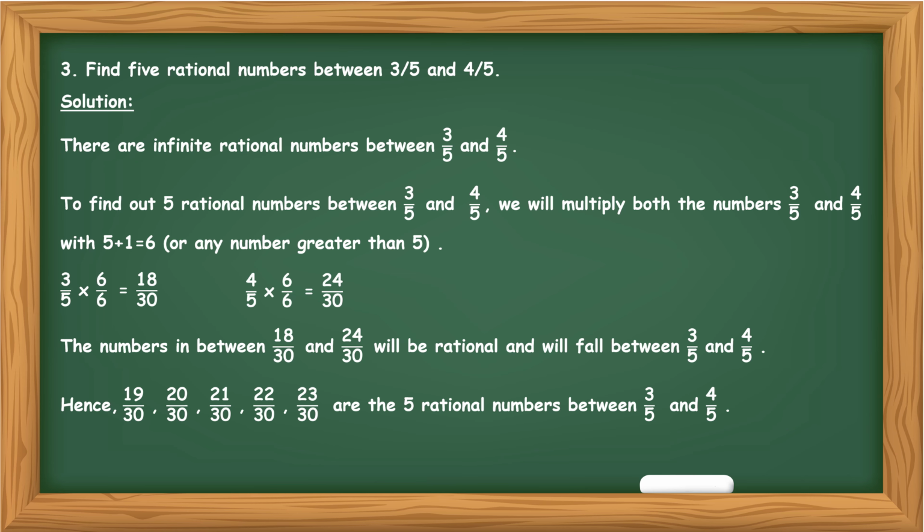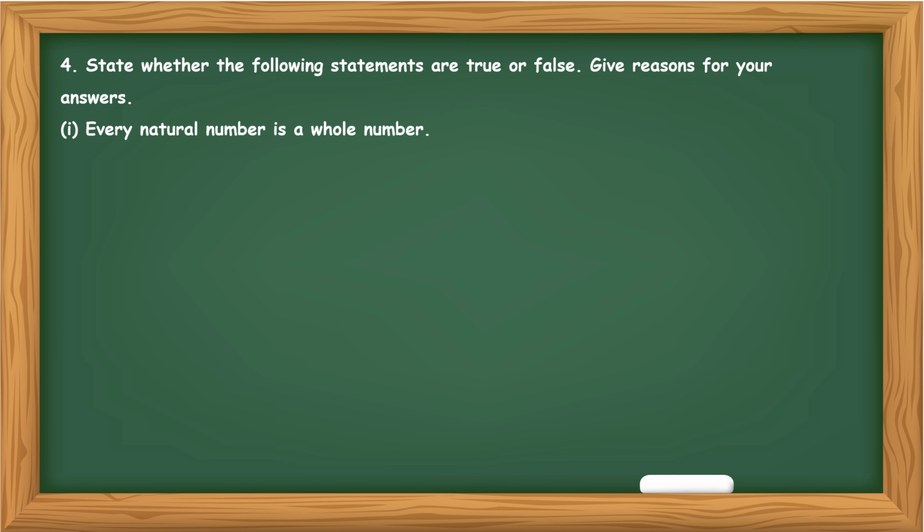Now we'll move on to the fourth question. State whether the following statements are true or false. Give reasons for your answer. So we have to tell whether the given statement is true or false and also give proper reason to support our answer. The first subdivision under this question is: every natural number is a whole number.